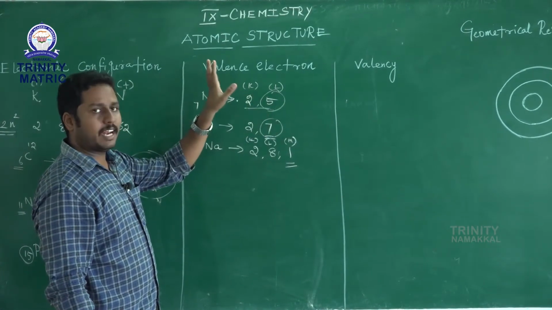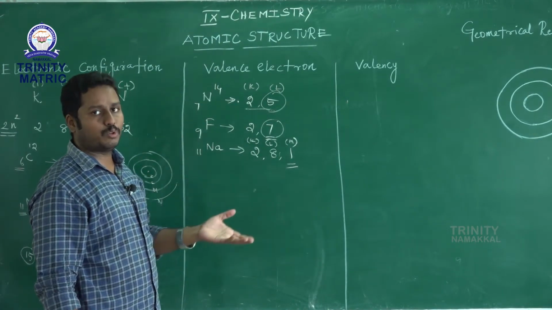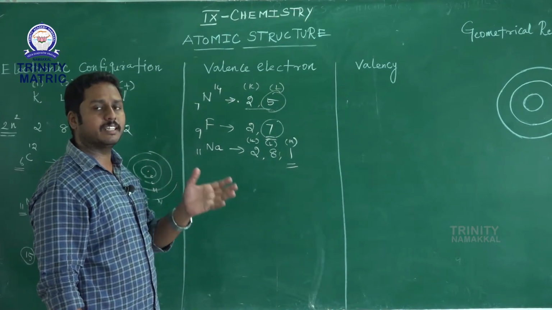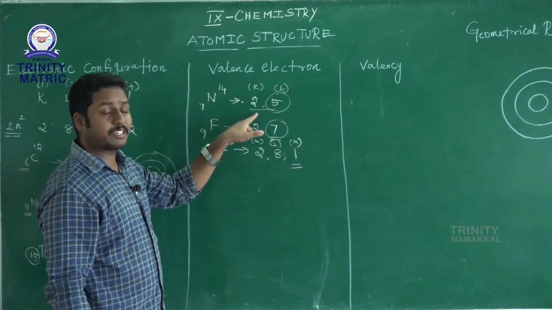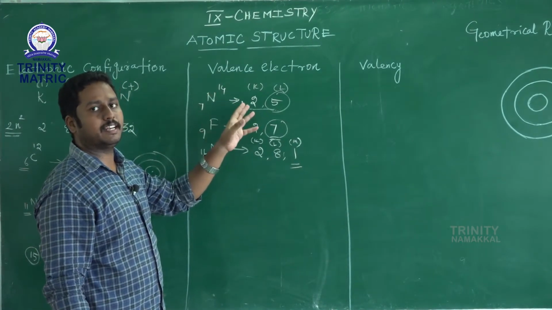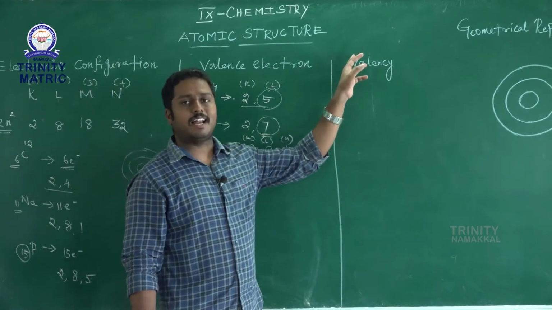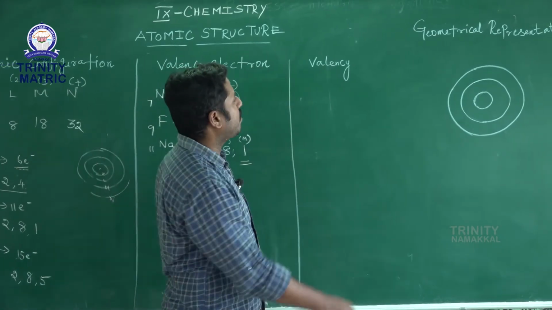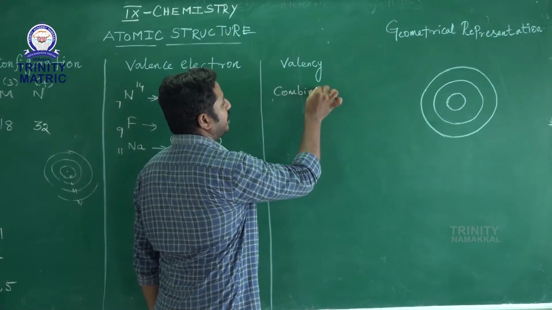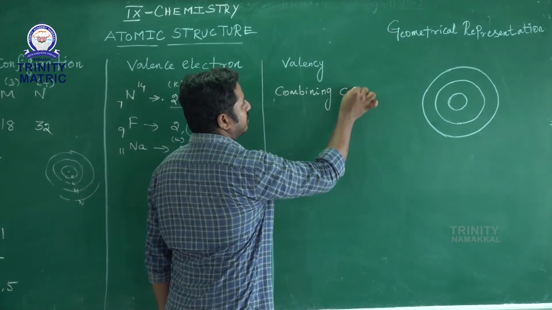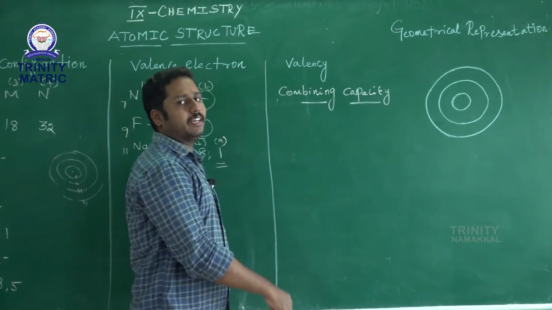Be clear? What do valence electrons mean? The number of electrons present in the outermost shell or valence shell is called valence electrons. If you know the electronic configuration, you can easily find the valence electrons. Okay, so next we move on to valency. Valency is the combining capacity of the element.